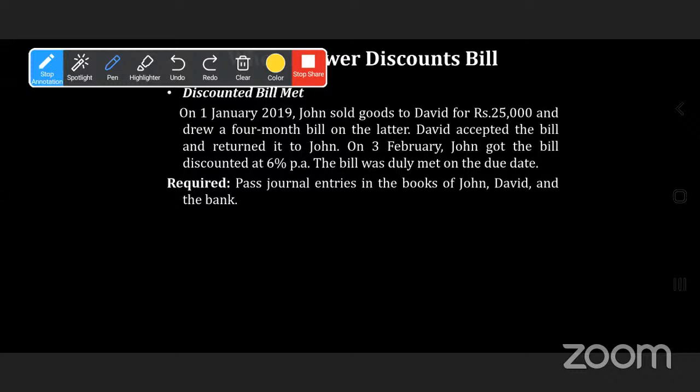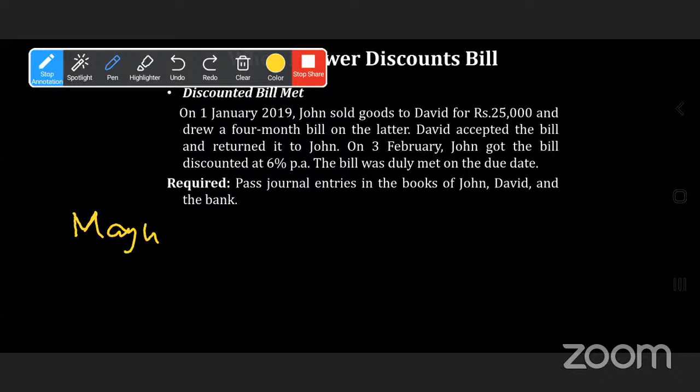See, the bill was duly met on the due date. So what is the due date? Now calculate it. It is a 4-month bill. Now calculate the due date from January 4th. April, May. Yes, May 4th. So on May 4th, the bill was met.